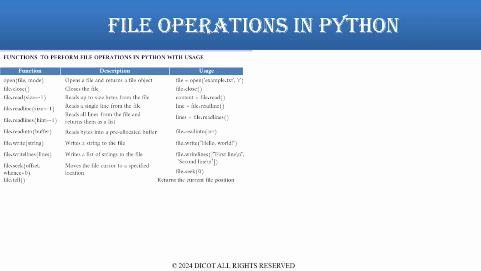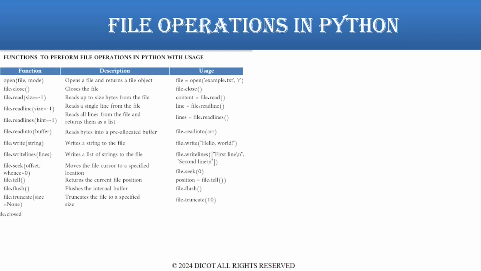File.tell returns the current file position. Example: position = file.tell() returns the current file position that can be saved in the variable position. Flushing and truncating. File.flush flushes the internal buffer, writing the data to the file. Example: file.flush(). File.truncate truncates the file to a specified size. If size is not specified, it truncates to the current file position. Example: file.truncate(10) will truncate the file to 10 bytes.